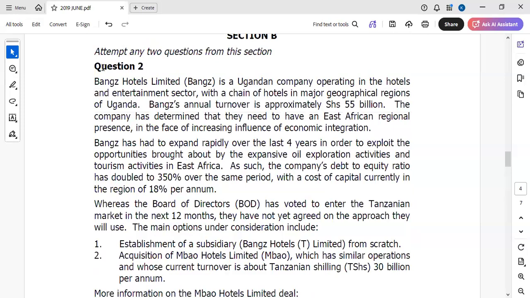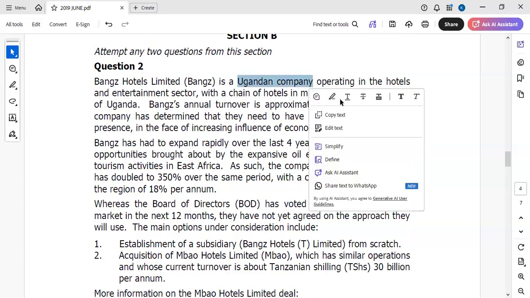Of course, you're going to find that here, this is an entity called Baganzi Hotels Limited, which is a Ugandan company operating in the hotels and entertainment sector with a chain of hotels in major geographical regions of Uganda. So it's a Ugandan company.